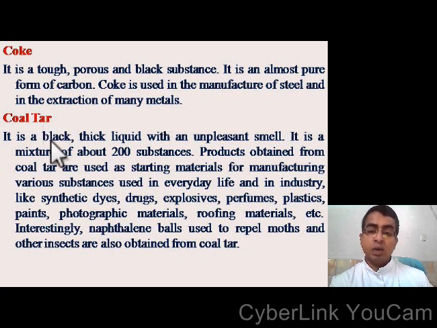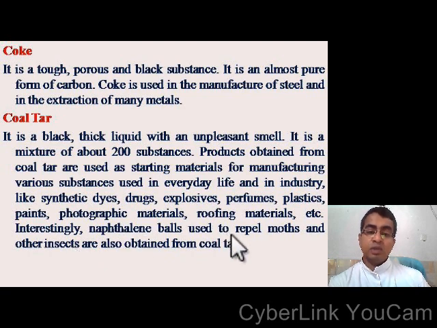The second one is coal tar. Coal tar is a black, thick liquid with an unpleasant smell. It is a mixture of about 200 substances. The products obtained from coal tar are used as starting material for manufacturing various substances used in everyday life and industry, like synthetic dyes, drugs, explosives, perfumes, plastics, paints, photographic materials, roofing materials, etc.